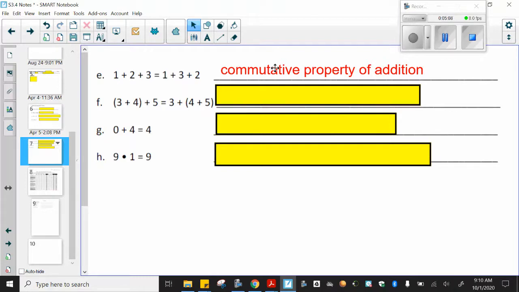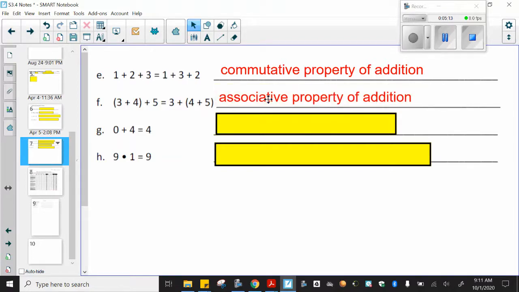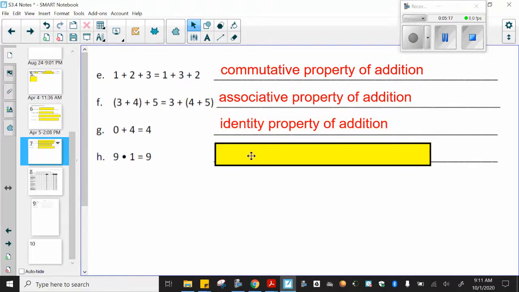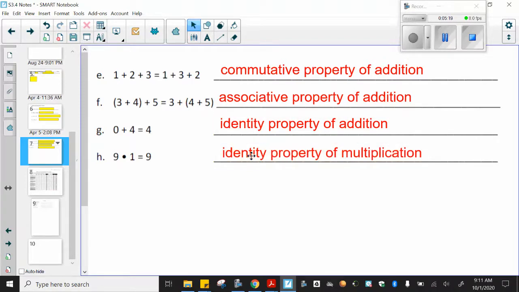3, 4, 5 is our order. Our parentheses shift from the left to the right. Associative property of addition. Plus 0 is identity property of addition. Times 1 is identity property of multiplication. The trick here is that we don't want to see the plus 0 on both sides. So we have the plus 0 over here, but we don't want it on this side, right? Here we have the times 1 on this side, but we don't want it on that side, okay? Otherwise, it might just be one of the other ones with some numbers that are kind of tricky, okay?